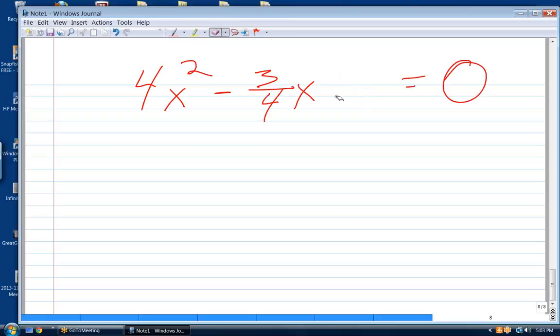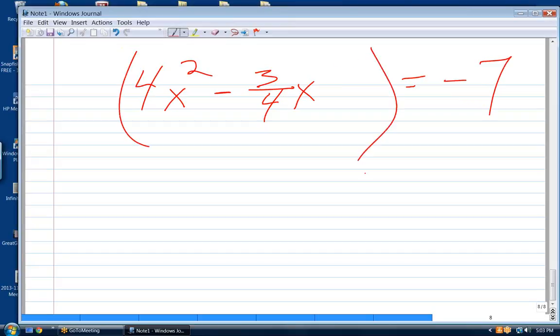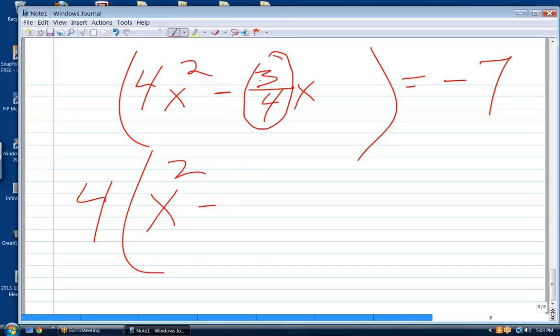So let's move the 7 over. And now let's complete the square on that. Alright, so you take out the 4 first. What's left behind? X squared minus 3/4 x. You got to divide this by 4, because we're going to factor out a 4 from this total expression.